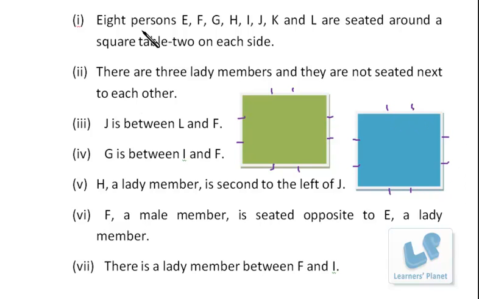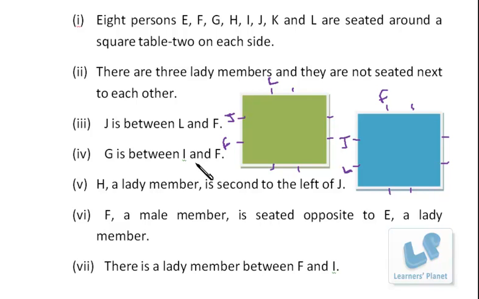Now the first thing is 8 persons are there. And there are 3 lady members and they are not seated next to each other, no problem. Now J is between L and F. So suppose J is here, between L and F. Now the positions of L and F can be reversed also, so I mark the other position over here. So J is over here and F is here and L is here. Right? So just be careful.